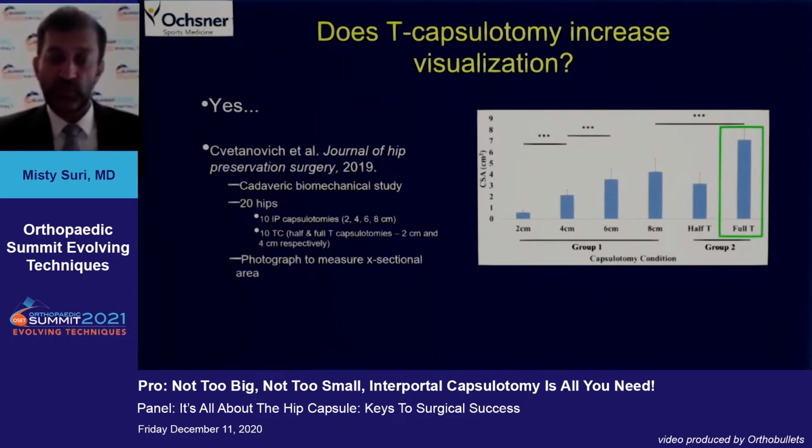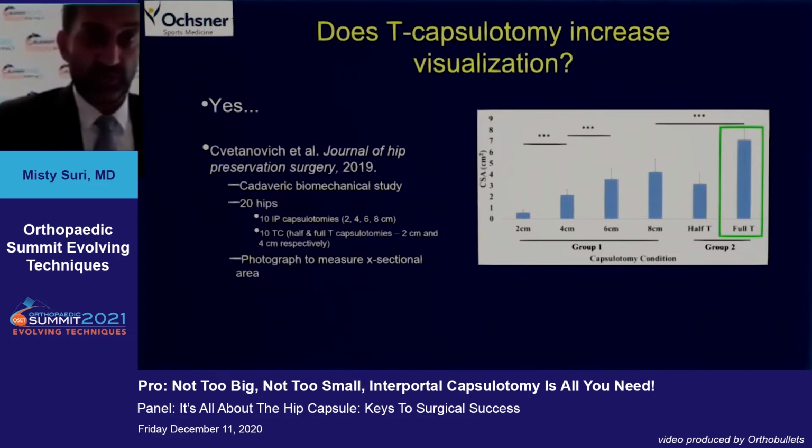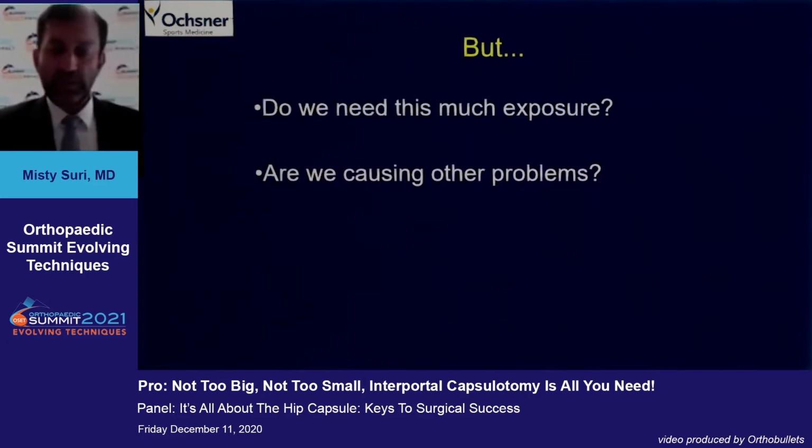And they took a photograph to measure cross-sectional area, and they found that the half T was equivalent to the 6 and 8 centimeter interportal capsulotomy. And the full T was superior when compared to the 6 and 8 centimeter interportal capsulotomy in terms of the visualization. So the conclusions of the study seem sound, but does this full T capsulotomy affect the post-op capsule integrity?